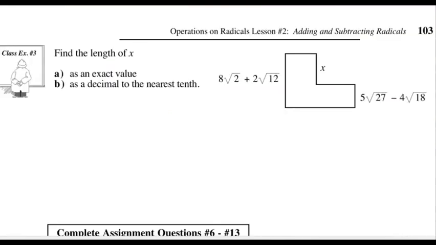Last example for this lesson is on page 103, and we're looking at a word problem. It says to find the length of x. Here's x as an exact value and then as a decimal. Okay, so let's first think about this. We have a longer length here. We want to subtract this length in order to find our missing x. So let's form an expression using radicals.